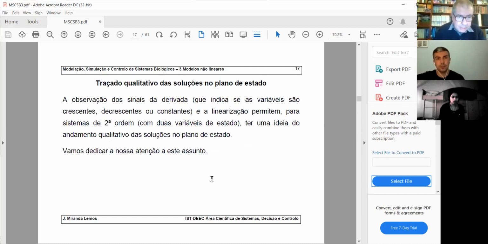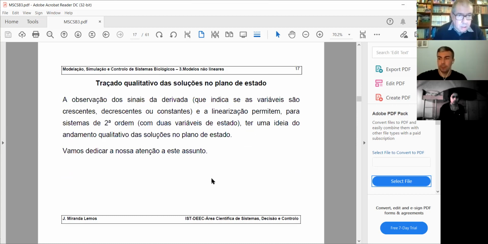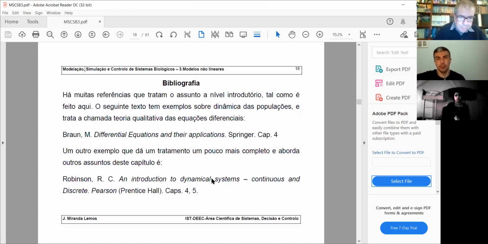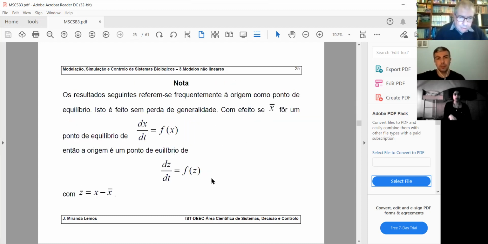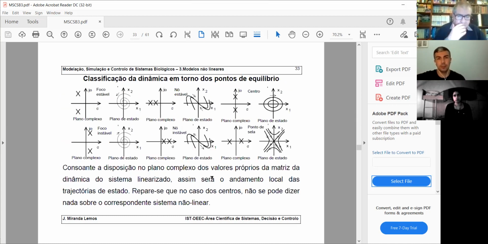I've cut a lot of slides. Now let's go to here. Remember this diagram? Depending on the eigenvalues, I know what is the type of solution in the plane x1, x2, so the phase portrait. So I can do a local analysis around each equilibrium point and find out what is the type of solution that I have.